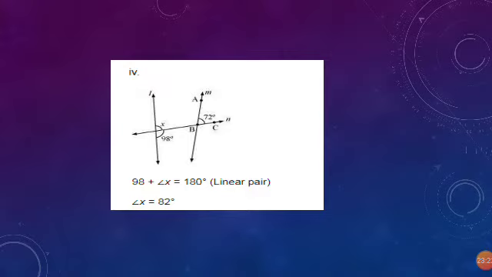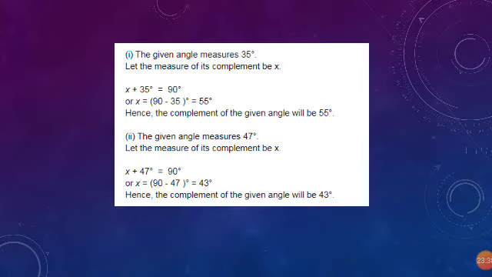Next one, same method. So linear pair angle, x plus 98 degree equal to 180 degree. 98 degree transpose to right hand side, minus 98. 180 degree minus 98, 82 degree. So angle x value 82 degree. It is a linear pair angle.